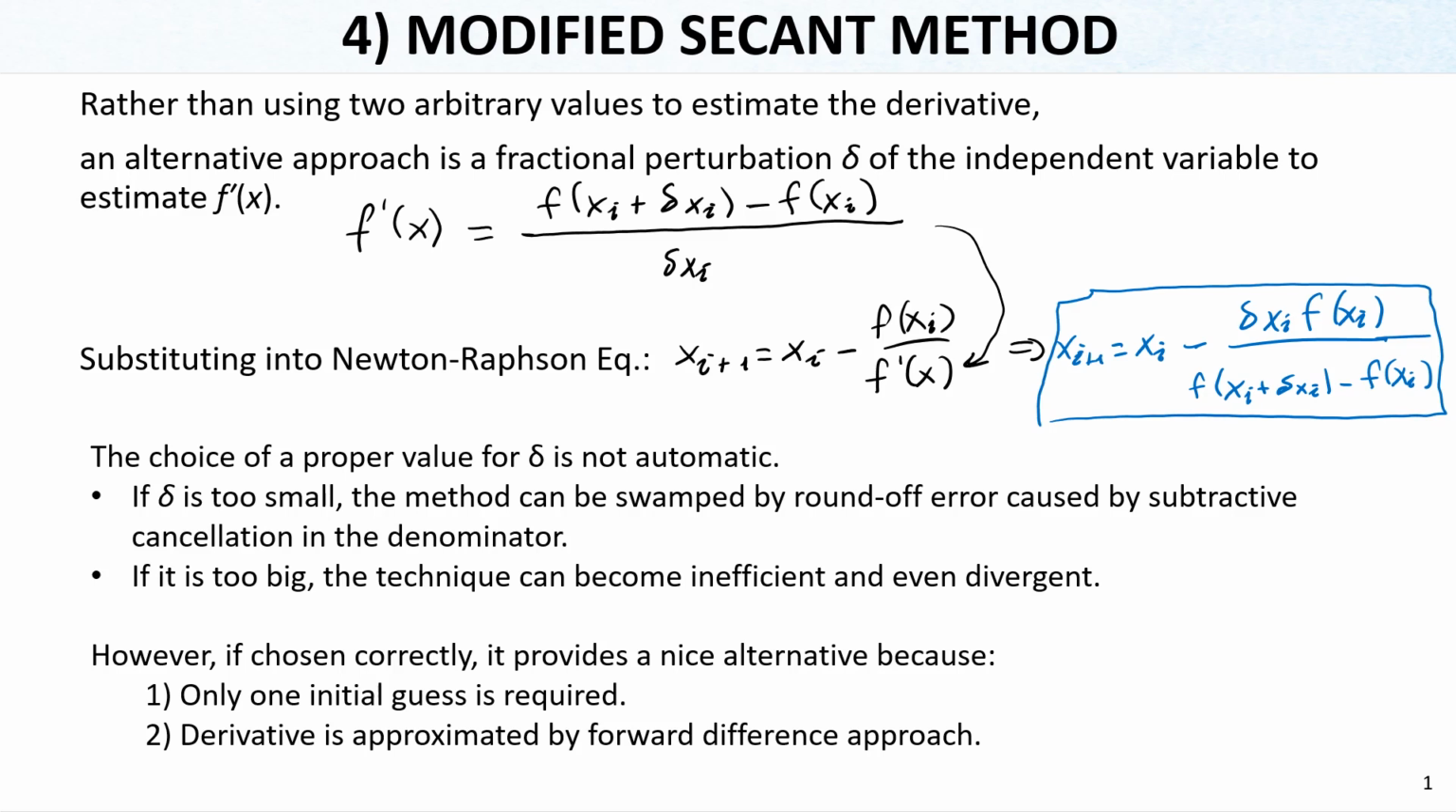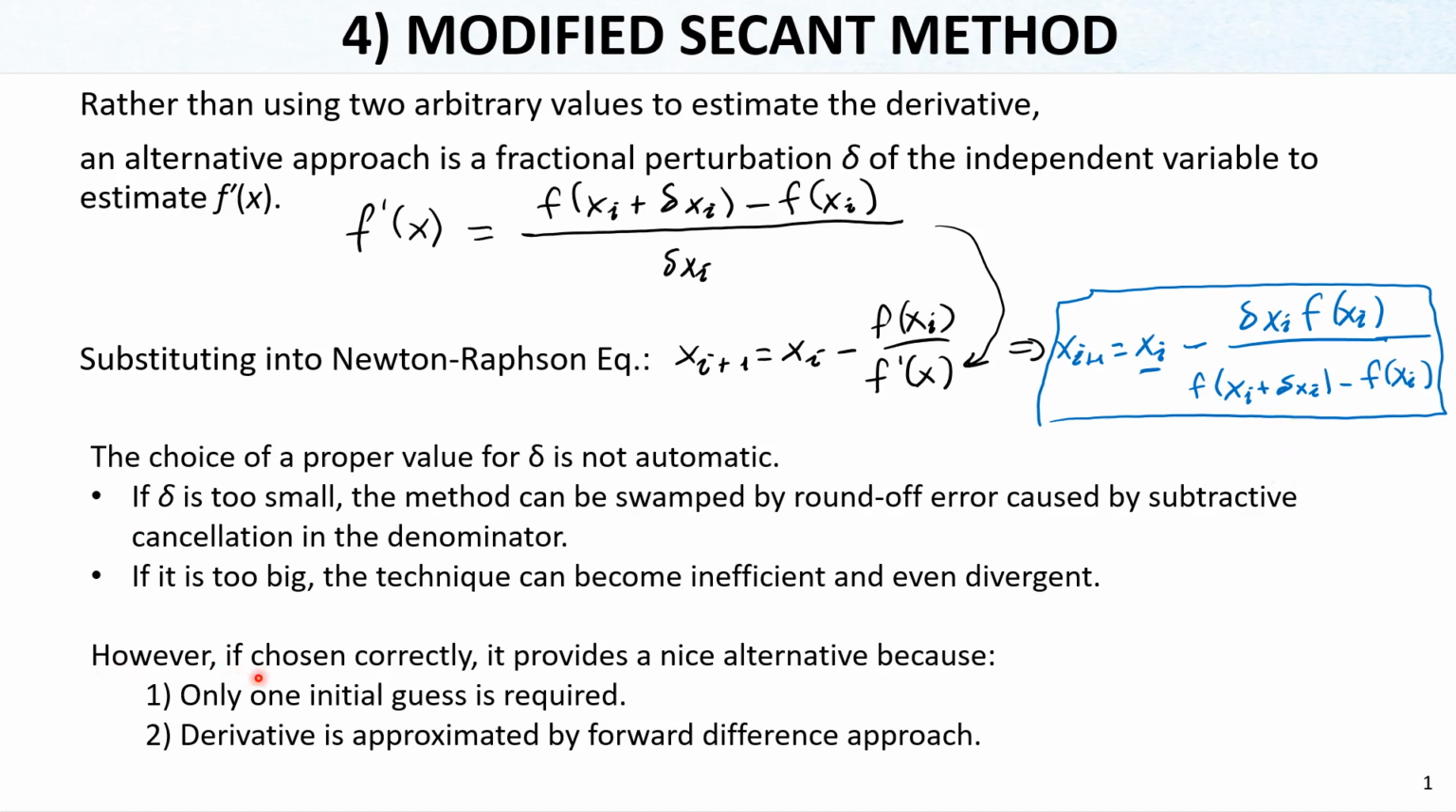just xi, and delta xi is simply a selection, and the choice of the proper value for delta is not automatic. If delta is too small, the method can be swamped by the round-off error caused by the subtractive cancellation in the denominator. Here there is a subtractive cancellation. This shouldn't be too small, otherwise the subtraction will be 0 or near 0, and we mentioned that a near-0 denominator value leads to divergence. So this is important. If it is too big, the technique can become inefficient and even divergent. So it shouldn't be too big either.